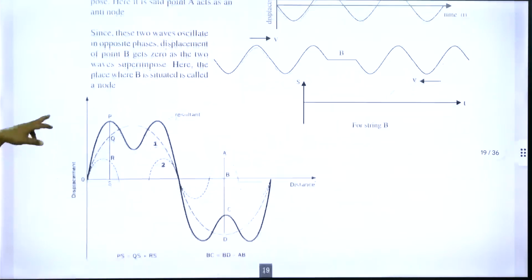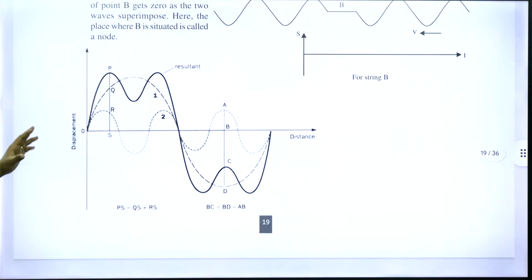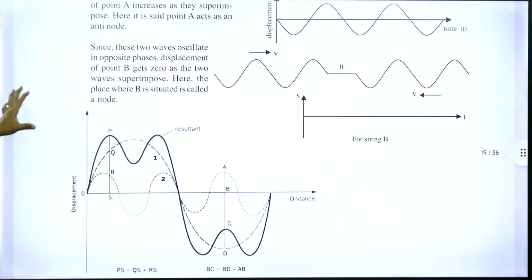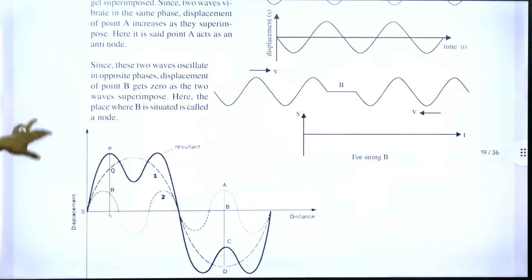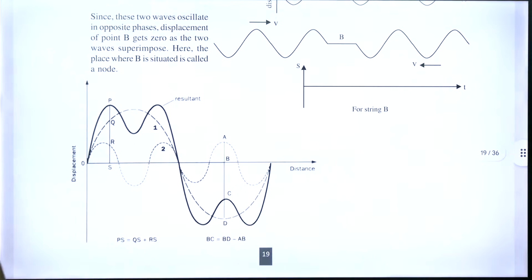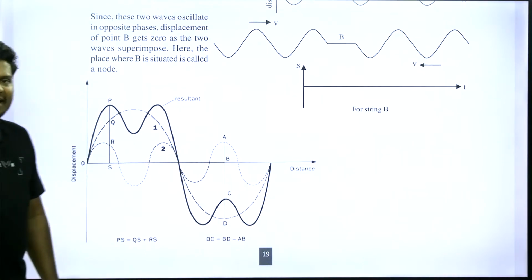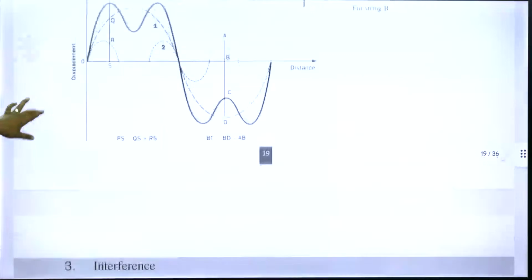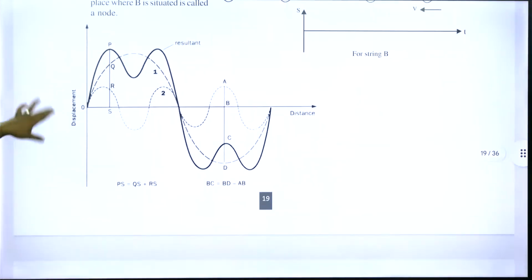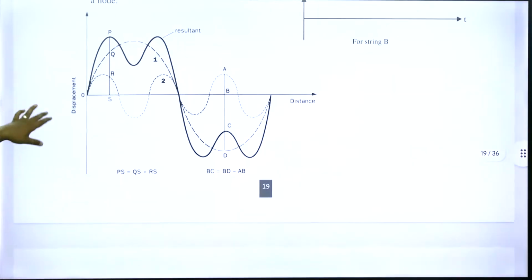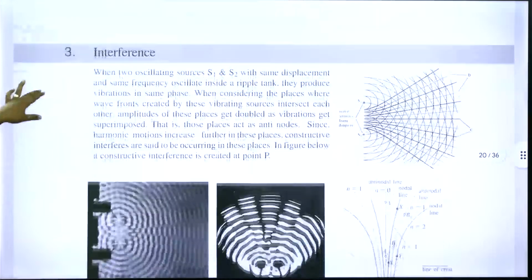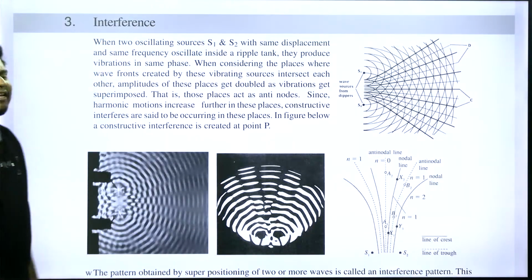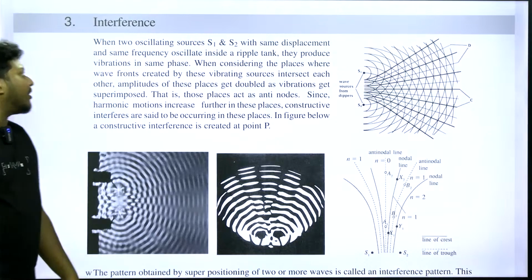We will study about the nodes and the antinodes later. For now, that's enough for you guys. The detail for the nodes and the antinodes is a little bit difficult, so we are not going to go for that right now. Let's move to the interference. Interference is very easy. Look at this one.